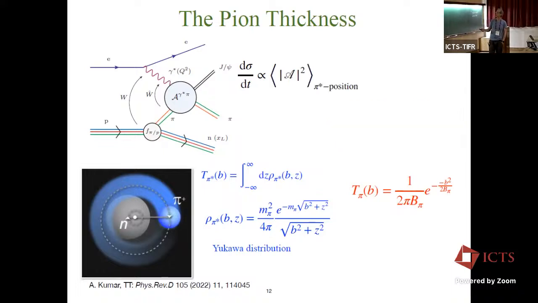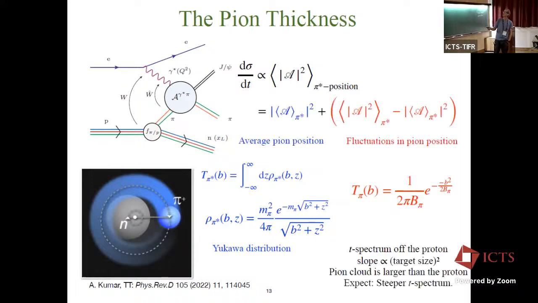The way to get around this is to realize that this cross-section, which is proportional to the amplitude absolute squared, is actually averaged over the position of the virtual pion inside this cloud. So we can rewrite this a bit: the second moment, we can add and subtract the first moment of the amplitude squared and arrange the terms in this way. You see that the first moment of the amplitude with respect to pion position would give you the average pion position.